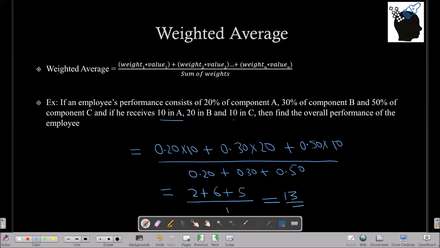So you will notice that even though the employee scored 20 in B, his score is only 13. This is because your B component has only 30% weight, but the C component had 50% weight, and in that the employee scored only 10. So definitely his final score is going to be closer to 10 as compared to 20.